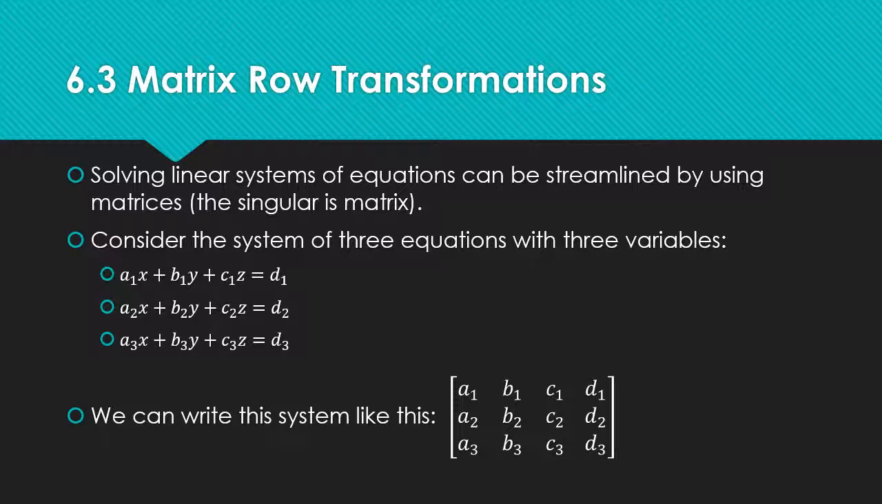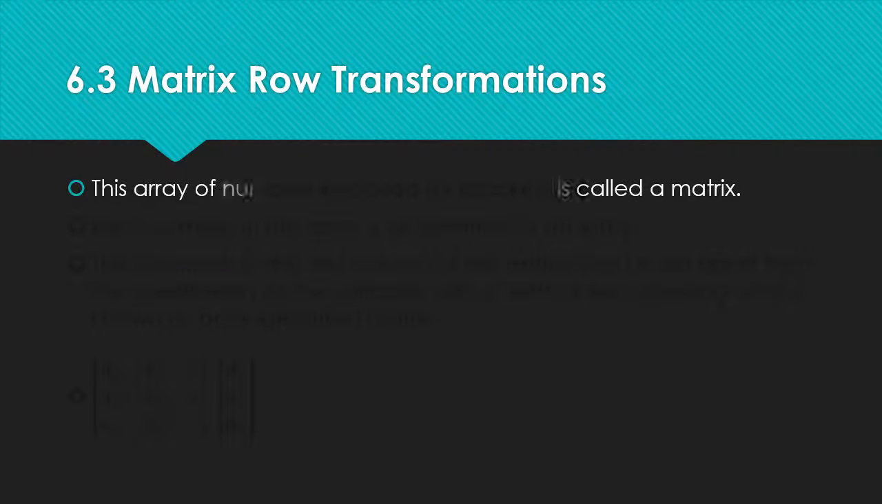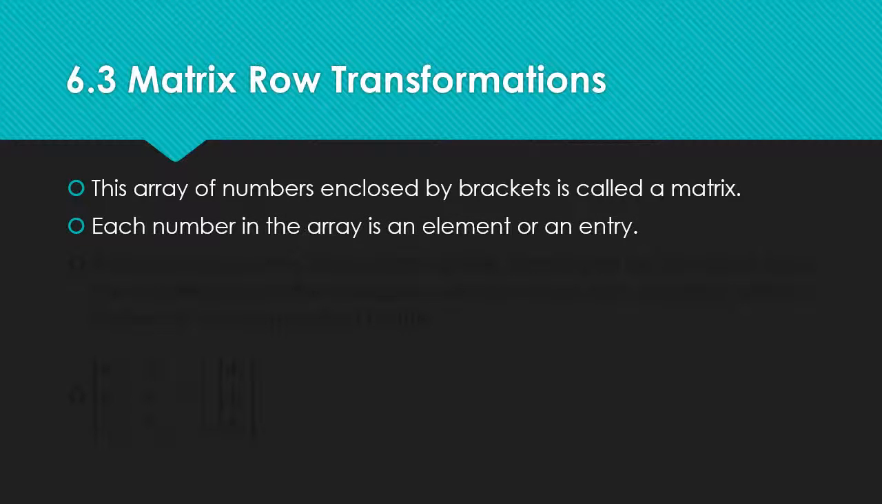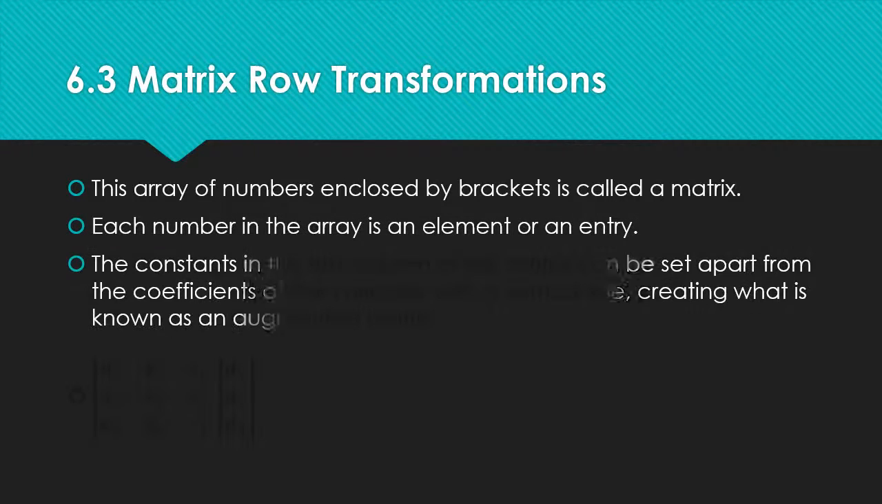The columns go vertically up and down. The rows go horizontally across. You'll notice each row represents a particular equation. The array of numbers enclosed by brackets, like we just saw, is called a matrix. Each number is called an element or an entry.